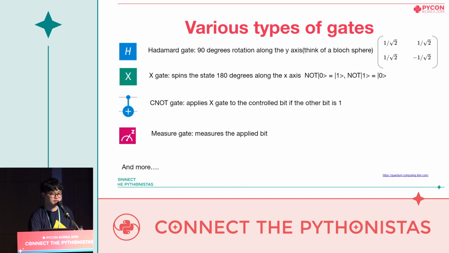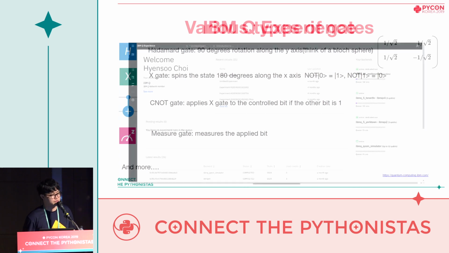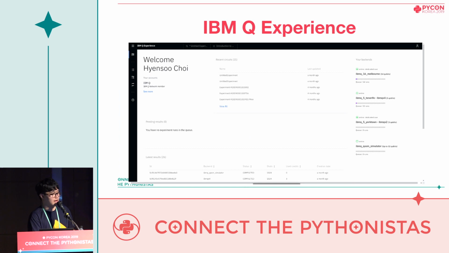As the CNOT gate is applied to 2 qubits, it also has the effect of making those qubits entangled. Now, there are more kinds of gates that you can find in a platform called the IBM Q Experience, a platform to build a quantum circuit. And actually, there are other platforms for this feature, but we decided to use IBM Q Experience.